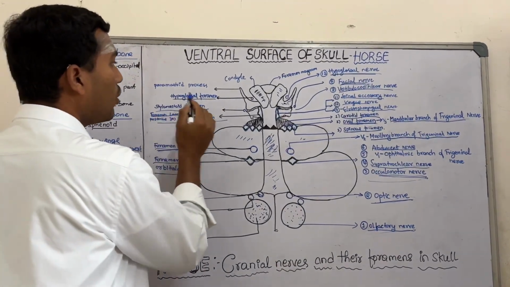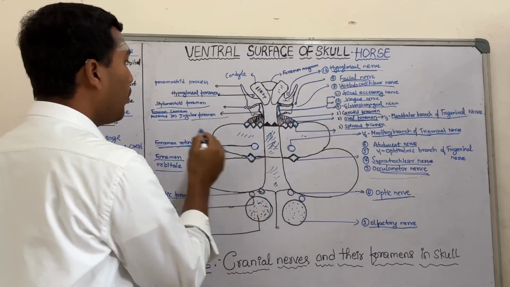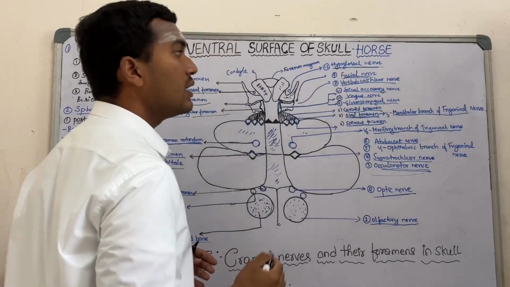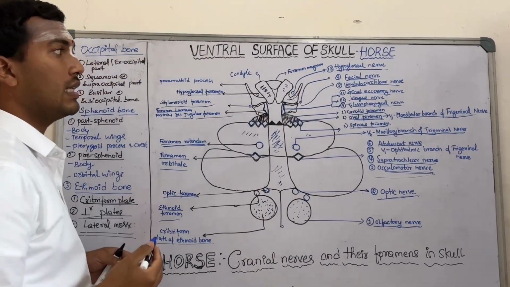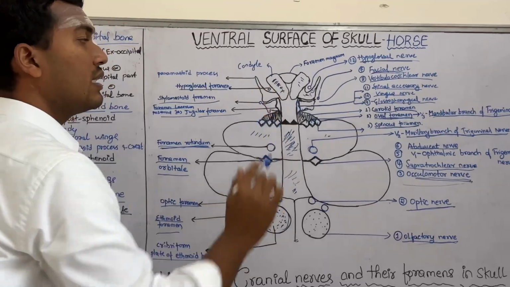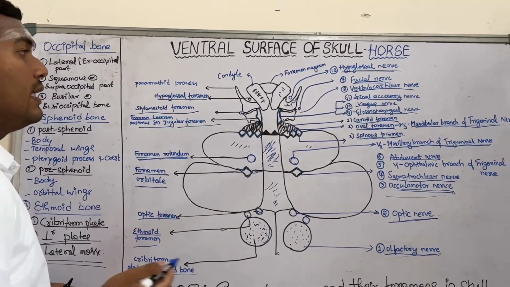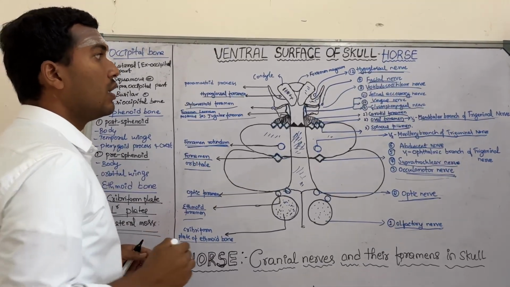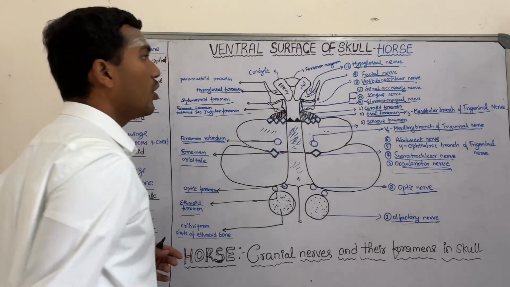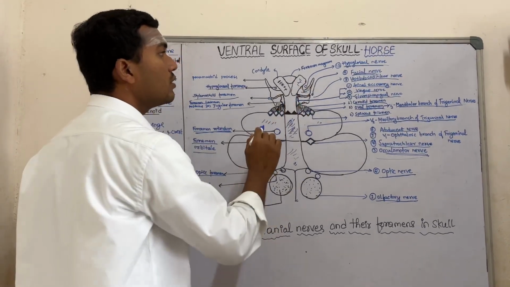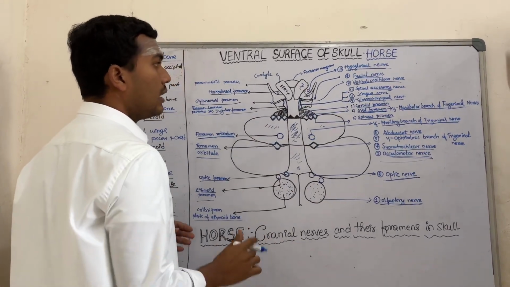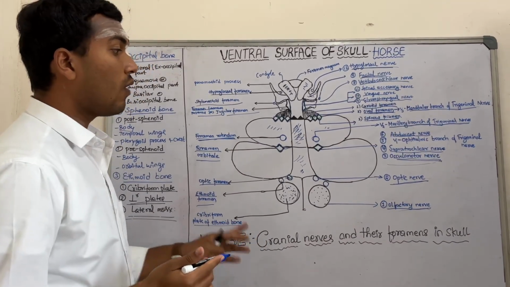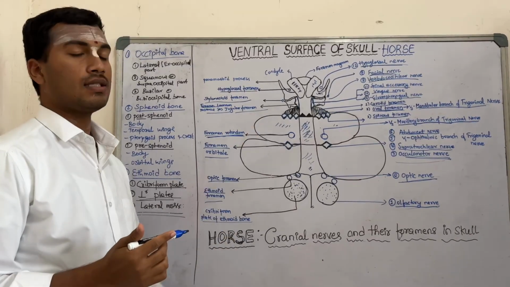Then through the stylomastoid foramen, we get the facial nerve. And through the posterior part of the foramen lacerum, we get the 9th, 10th and 11th cranial nerves, that is the glossopharyngeal, vagus and spinal accessory nerves. The vestibulocochlear nerve doesn't leave the cranial cavity, so it lodges in the internal acoustic meatus. Between the condyle and the paramastoid process, we get the hypoglossal foramen, through which the hypoglossal nerve emerges. This is the major difference between the cranial nerves and foramina in the cattle skull and the horse skull. Thank you.